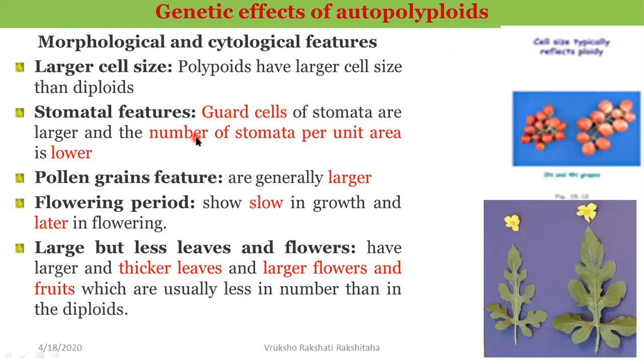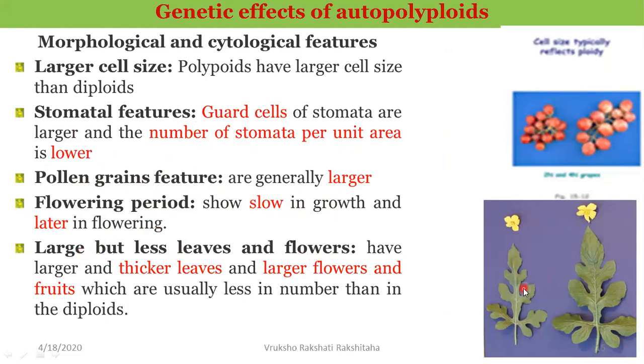Now, but here what happens is the number of stomata per unit area is lower. What about the pollen grains? It has been found that the pollen grains are also larger in size. Now about the flowering period. It's found that the plants that show autopolyploidy are slow in growth and they flower late. And what about the size of the leaves and the flowers?